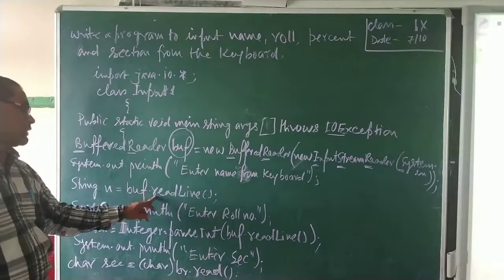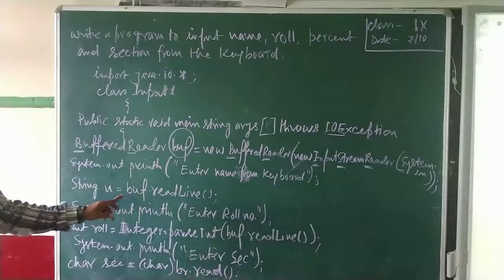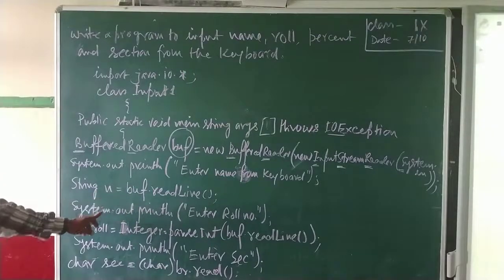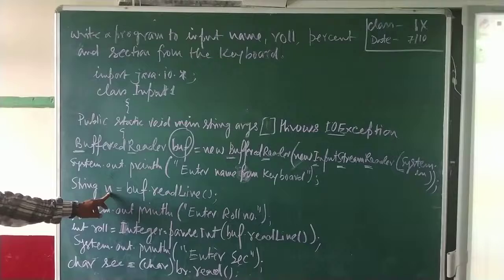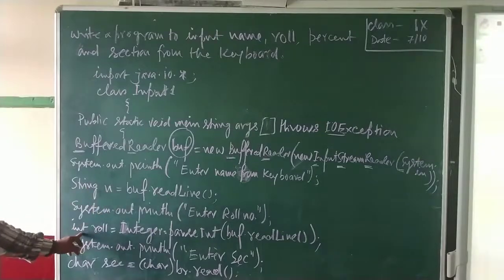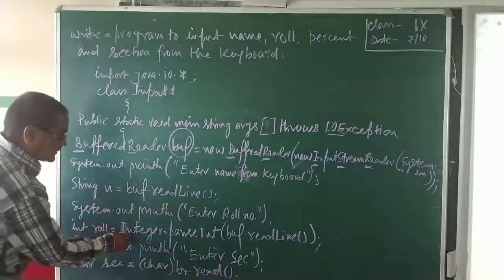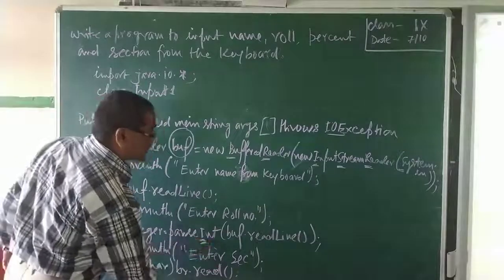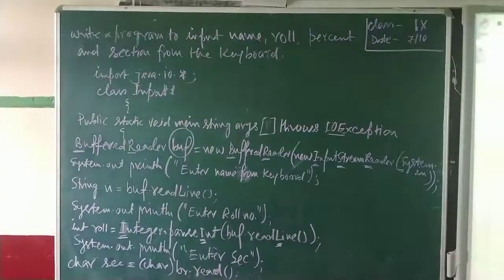So you have to remember this statement buff.readLine, which you use to input a string type of data and store it in a string variable. System.out.println enter roll number. Roll number is integer data, so int. Here n is a string type, and roll number is the integer type. Integer.parseInt(buff.readLine), with capital letters as shown. So that is the syntax for inputting any integer value.